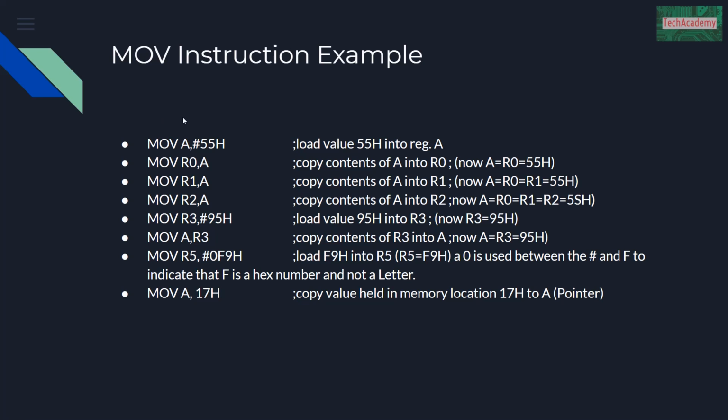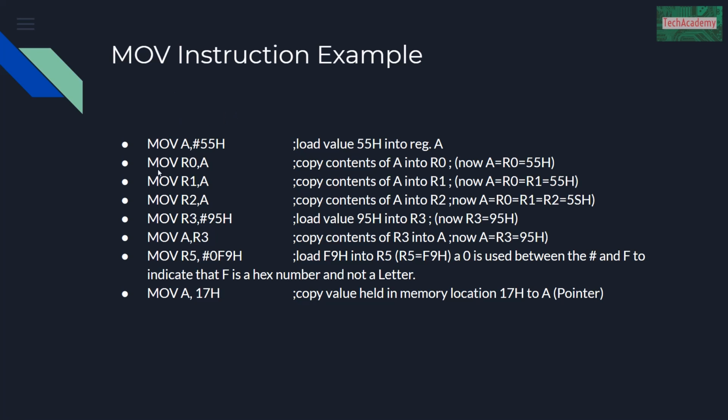If you want to transfer FFH, then we can write MOV A comma hash 0FFH, so that the accumulator can have this FFH.